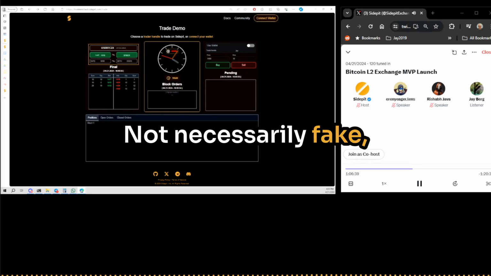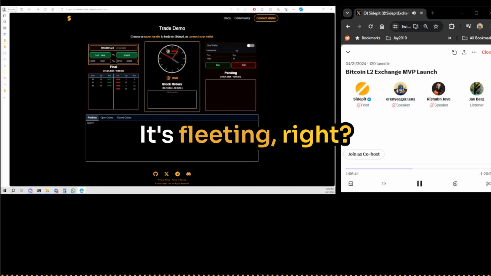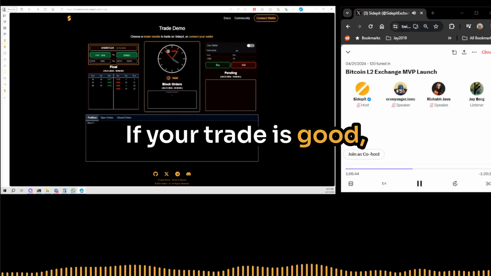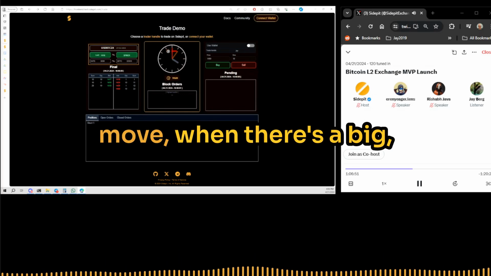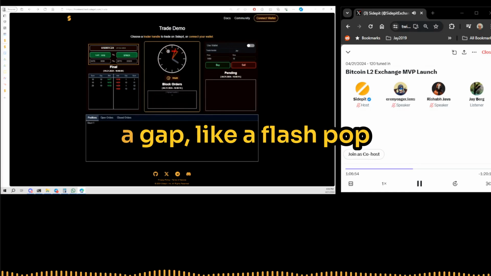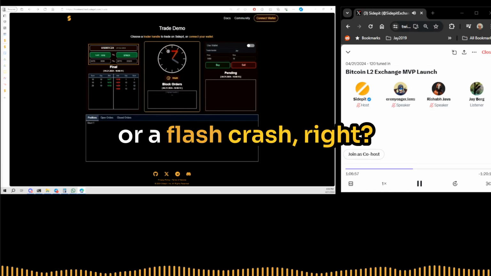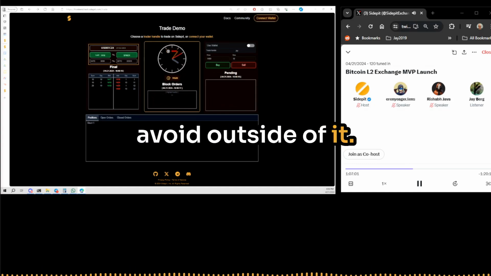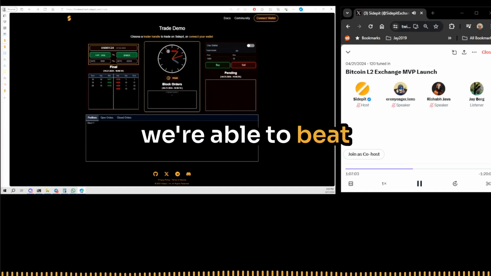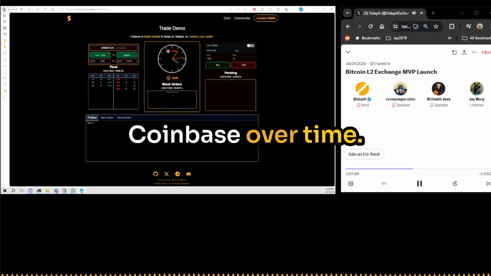Not necessarily fake. It's fleeting, right? If your trade is good, you're not going to get the fill most of the time. And then what happens is when there's a big move, when there's a gap, like a flash pop or a flash crash, right? That's something that we're going to avoid at SciPid. So that's how we're able to beat the Coinbase over time.